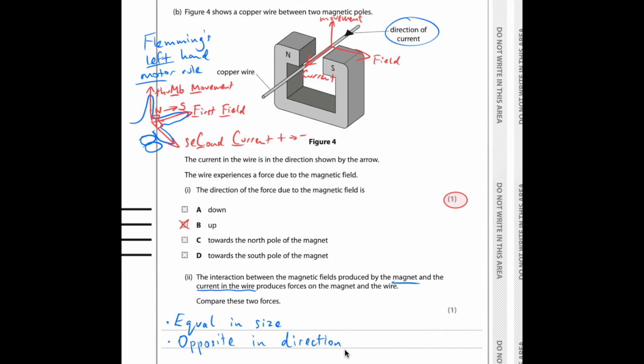So what they mean is that the magnet is putting a force on the wire upwards, and at the same time the wire will be putting a force on the magnet downwards. They'll be equal in size but opposite in direction. The reason why the magnet doesn't move is because it'll be sitting on a table. Plus the magnet's a lot bigger and heavier than the wire, so you'll easily see the wire move.